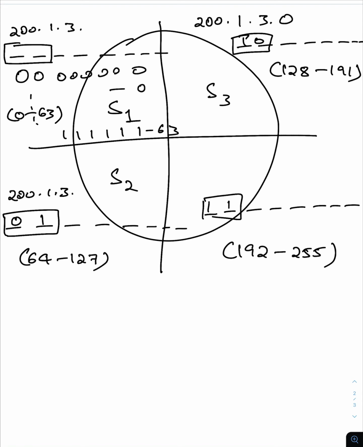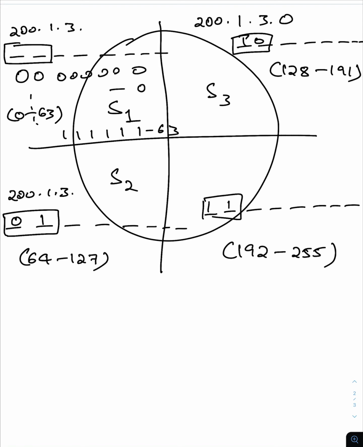So here you are selecting the first two bits in your host ID part. Since you are selecting the first two bits in your host ID part, you are dividing your entire network into four parts, four subnetworks: subnet 1, subnet 2, subnet 3, and subnet 4, with range in subnet 1 from 0 to 63, subnet 2 from 64 to 127, subnet 3 from 128 to 191, and subnet 4 is 192 to 255.